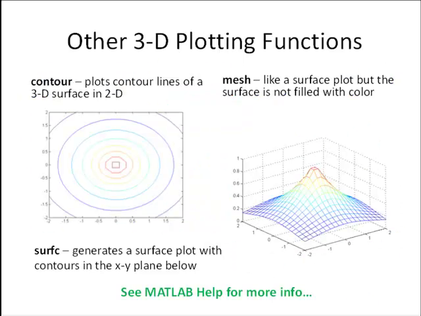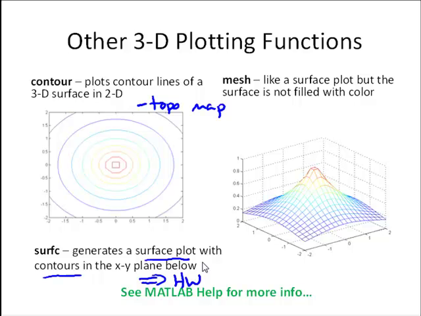Here are some other 3D plotting functions that we're not going to talk about in detail. The contour plot plots contour lines of a 3D surface in 2D. Think about if you've ever looked at a topo map, which uses contour lines. You can think of this as a topographic map of the function. SurfC generates a surface plot with contours in the XY plane below. And I'm going to let you experiment with that one in the homework.